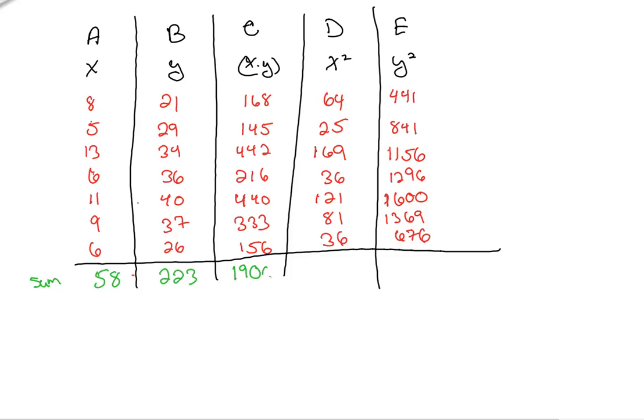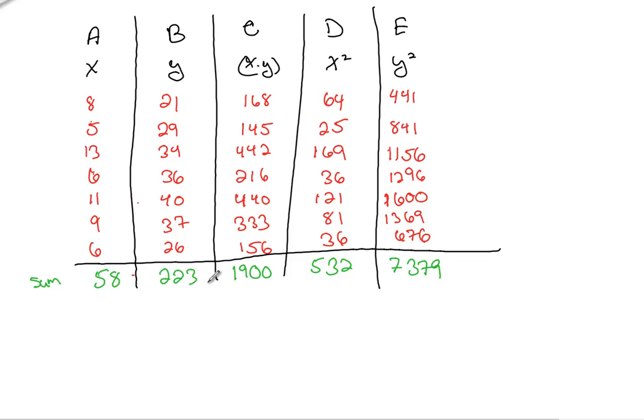In column C, I should get 1,900. In column D, I should get 532. Please stop the video at any time and check my numbers, to make sure that you can get these same numbers. And if you're having trouble, call or email me, okay? Column E should be 7,379.